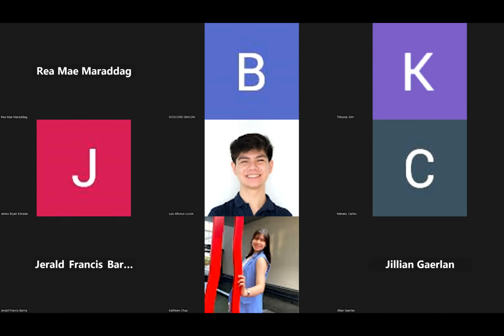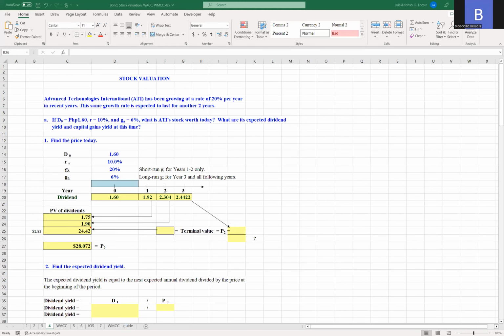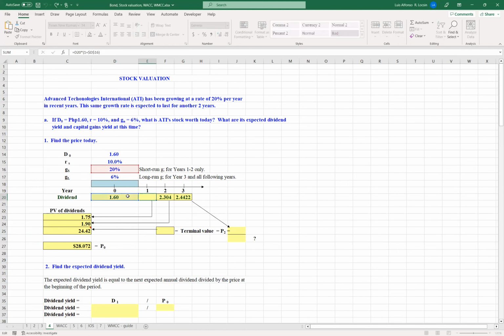So, Luis, could you kindly share your screen? All right, sige. Kindly explain kung anong ginawa mo. Okay, sir. So yung 0.6, yan yung dividend. Tapos, ginawa ko na lang, this is 1 year ahead. Tapos, future value based on the growth rates. And then I calculated for the present value here.